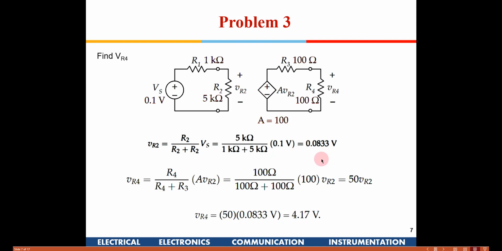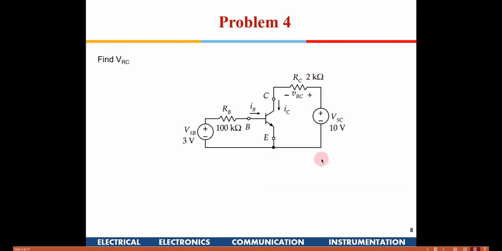Okay, so this is this problem. Problem 4, this is on BJT. Let me just give an input voltage applied here. A series resistance of 100k is given here. This is a BJT, and onto the collector, an RC of 2 kilo ohms is connected, and a 10 volt output VCC is connected here. So let's try and find out what is the voltage across RC.